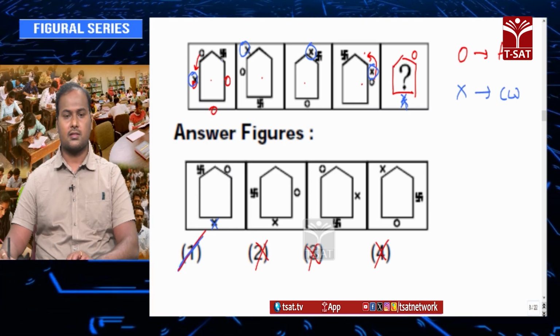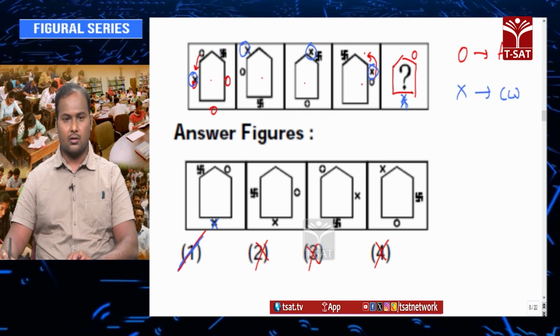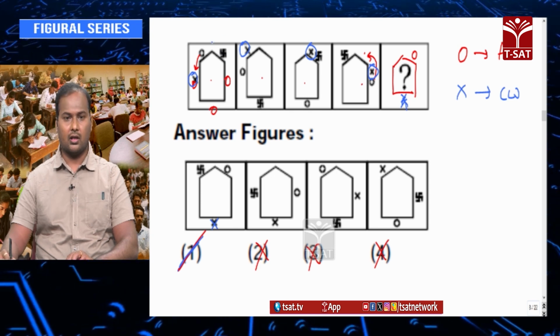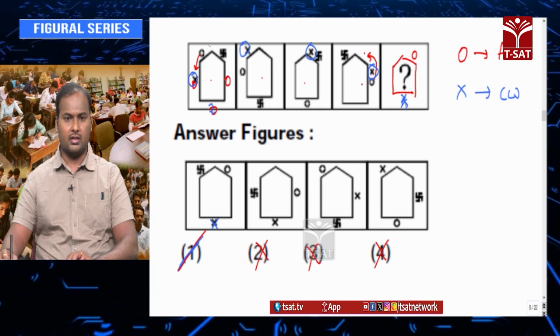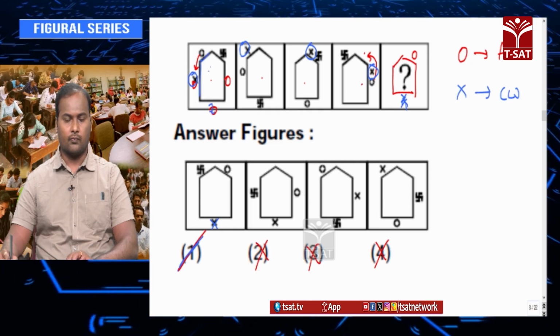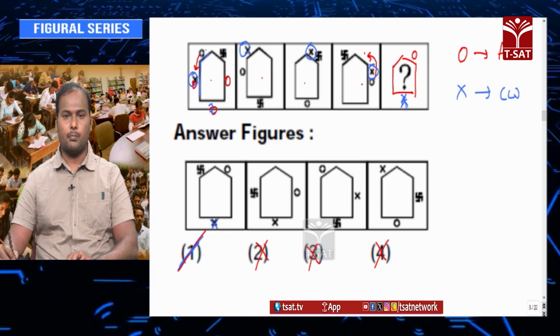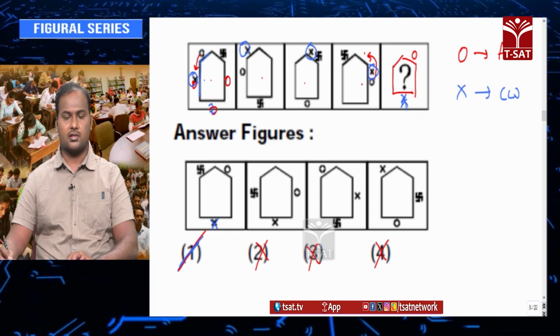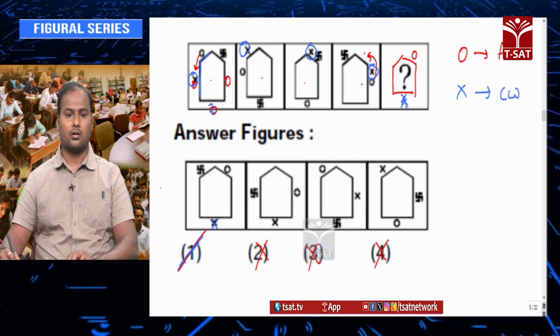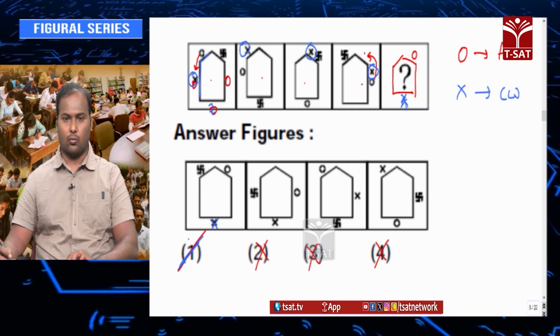But what about the swastik mark, how is it rotating? The swastik mark is rotating the long way, means from here the next figure it is showing at the bottom, means it is changing 1, 2. So this swastik mark is jumping two sides in the pentagon. If you apply this change, jumping two sides in the pentagon, you will get answer option 1.